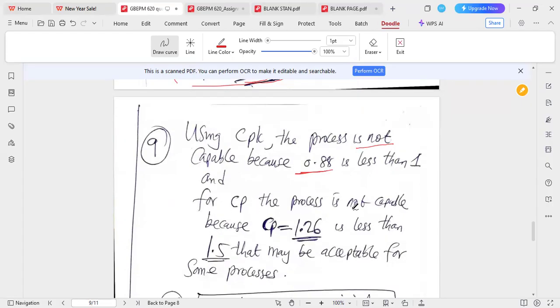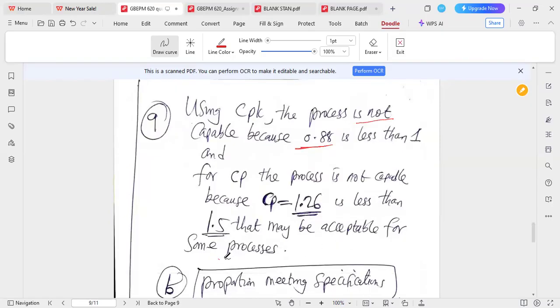And for CP, the process is not capable because 1.26 is less than 1.5. That may be acceptable for some processes. Okay? So this is the one we have.